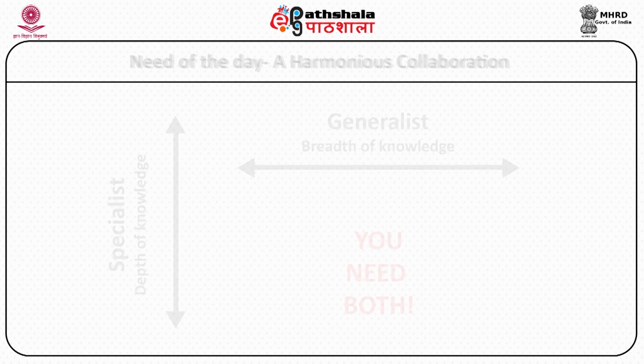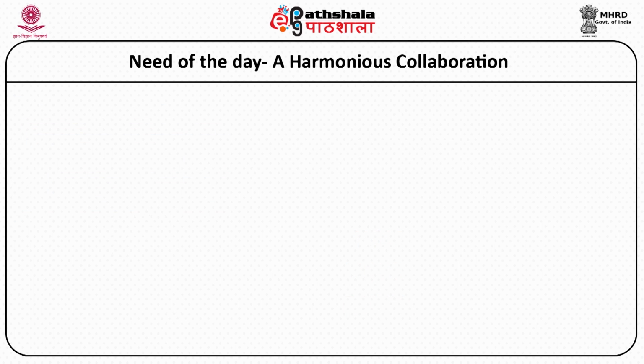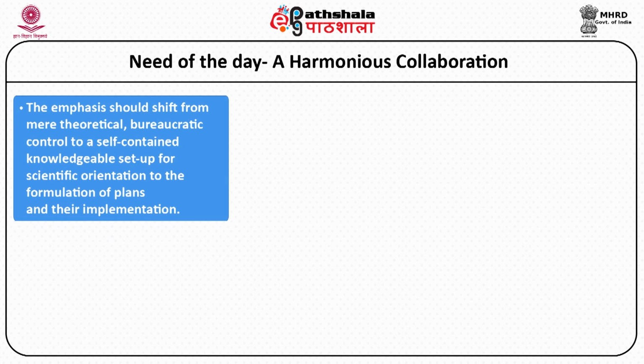So since we need a harmonious collaboration between journalists and specialists, the next question that comes up is how to have that harmonious collaboration between journalists and specialists. The first point is to leave that bureaucratic approach, the bureaucratic mindset of the colonial past, and to have more specialization in our policy making and policy implementation, so that better policies are made.